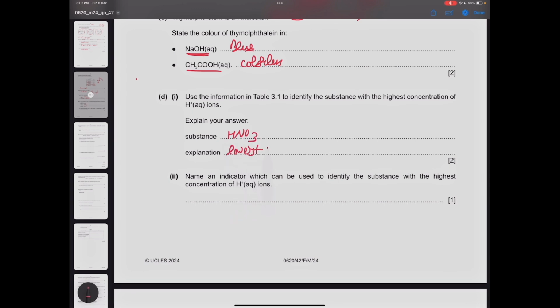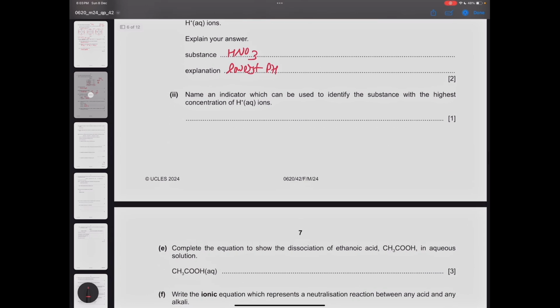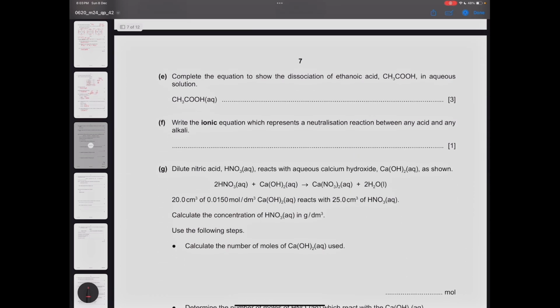So lowest pH. Name an indicator. You can just use a universal indicator, let's say. Use universal indicator here. Now, complete the equation. We know that ethanoic acid is a weak acid, and weak acids partially dissociate. So your equation should be, first of all, with an equilibrium symbol, then mention CH3COO negative aqueous plus H plus aqueous. Alright, just remember that only this hydrogen goes away when it dissociates.